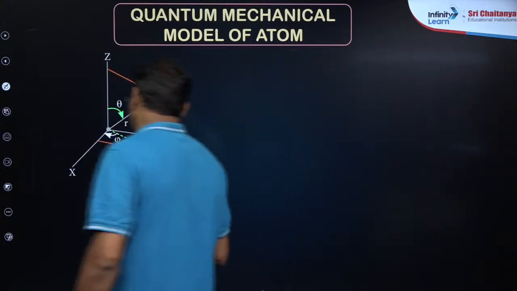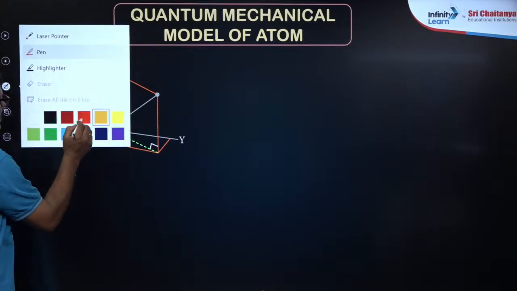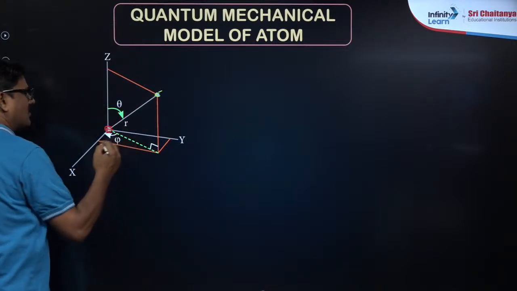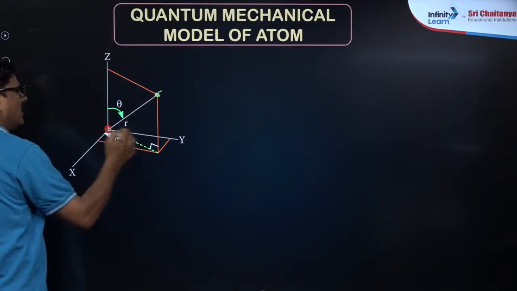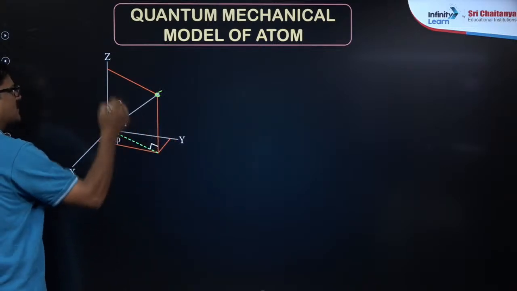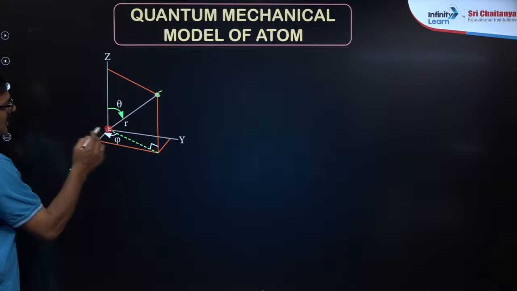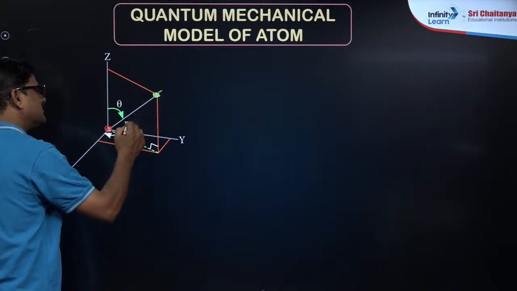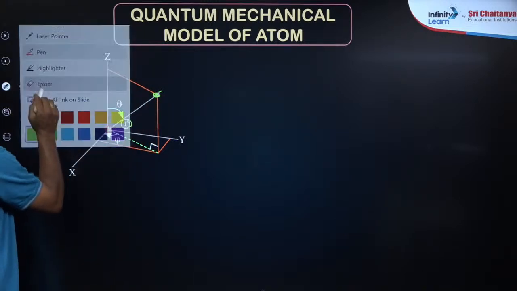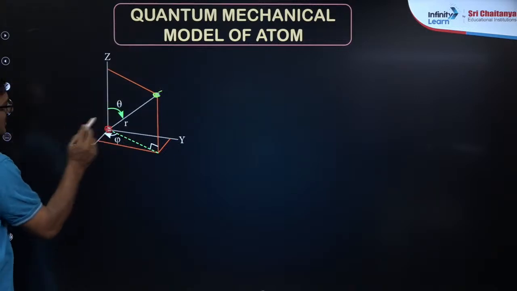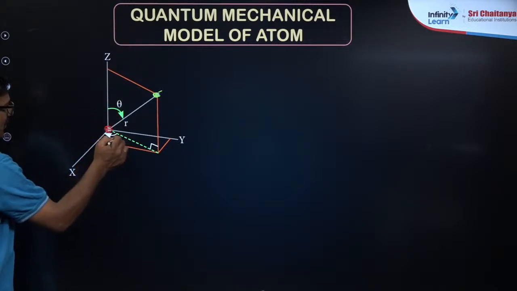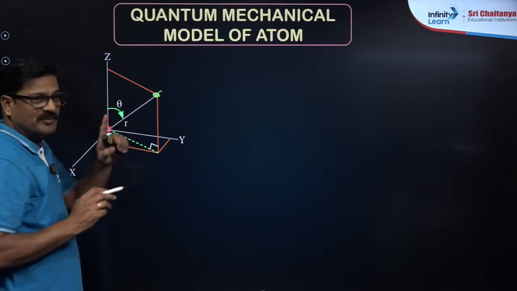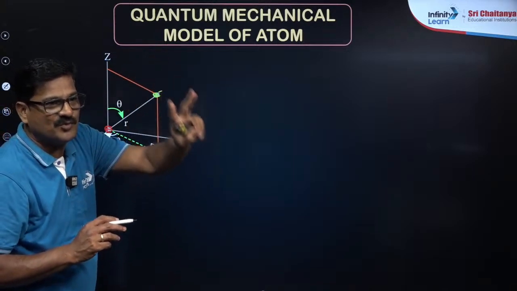So if this is an atom, this is your nucleus, and this is your electron. The electron will be along the x axis, y axis, and z axis, and at some distance from the axes the electron is found. That is given as a radius, and a certain angle that is given as theta and phi. So we need the radial probability and the angular probability to describe the existence of the electron.